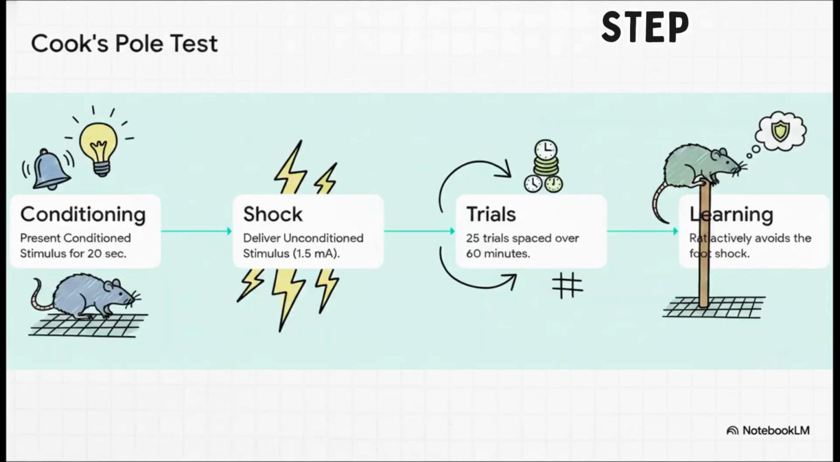So what is the technique here? Step 1. You place the rat in the apparatus and present that conditioned stimulus, the bell or the light, for exactly 20 seconds. Step 2. Immediately after that, you deliver the unconditioned stimulus. That's the 1.5 milliamp scrambled electric shock through the floor grid. Step 3. You repeat this. The actual test session consists of 25 of these trials spaced out over 60 minutes. Pretty soon, the rat figures it out. It learns to actively avoid the foot shock altogether by scurrying up that wooden pole the second it hears the bell, but before the shock is actually delivered. When it does that, we have a successful conditioned avoidance response.